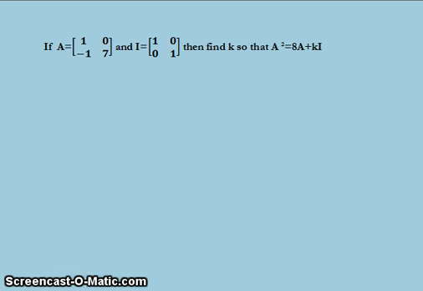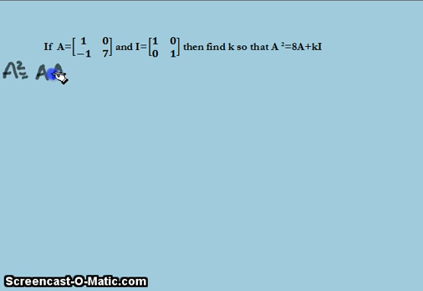In the given problem, we have been given a square matrix of order 2, that is A, whose value is 1 0 minus 1 7, and an identity matrix of order 2 by 2, and we are supposed to find out the value of K, which is a constant, so that A square is equal to 8A plus KI. So we are going to start by equating the value of A square, which is obtained by multiplying A twice.